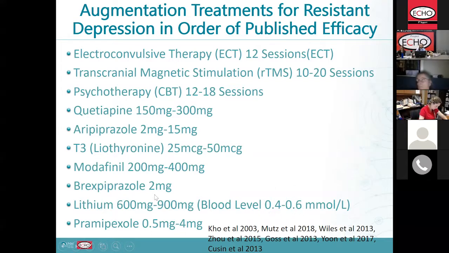And then pramipexole is also shown to be an effective augmenting agent with a dose between 0.5 and 4 milligrams.